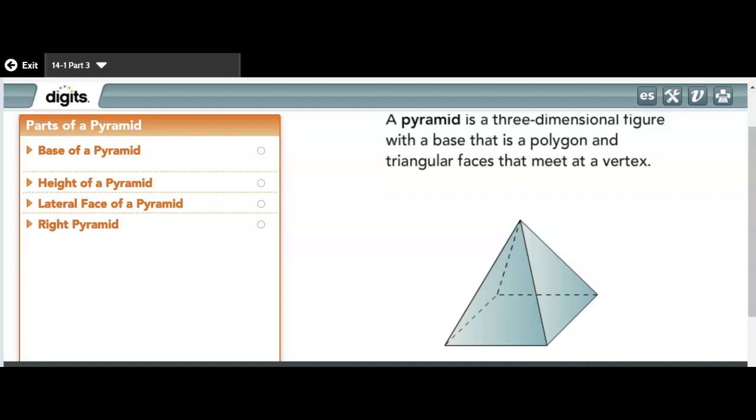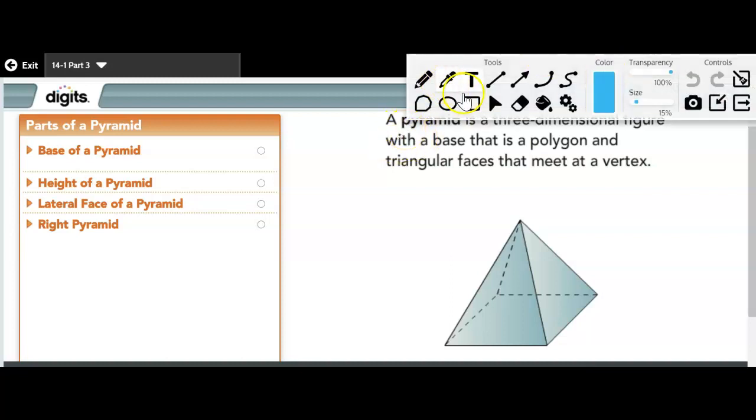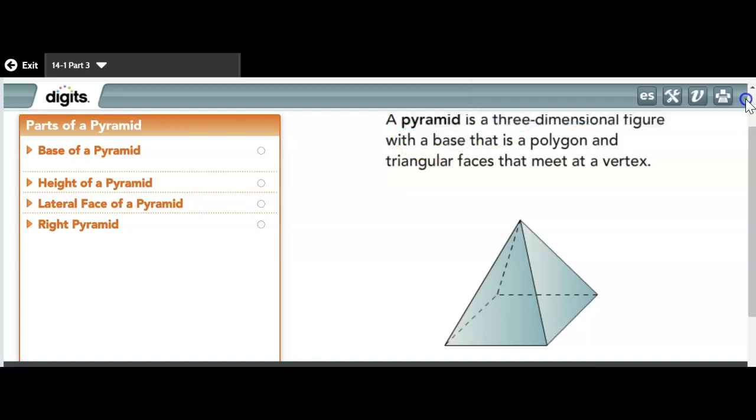In part 3, on the back side of guided notes 4-1, analyzing 3D figures, part 3 says pyramid, which is what you are going to type in your guided notes or write in. A pyramid is a 3-dimensional figure with a base that is a polygon and triangular faces that meet at a vertex. So your first one on the back side is a pyramid.